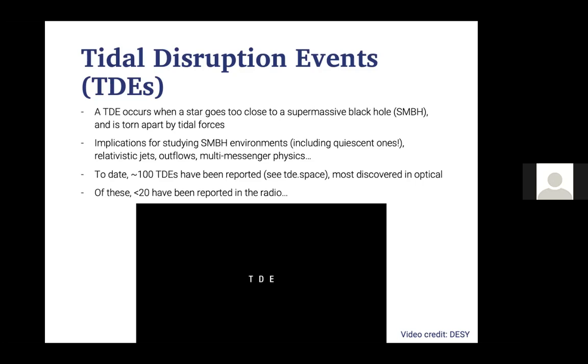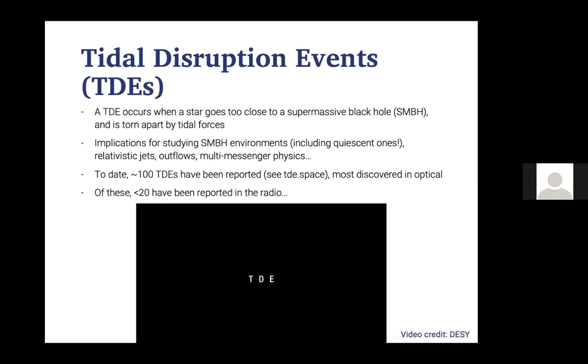But you do have huge implications if you can find a TDE for things like supermassive black hole environments. You can study quiescent supermassive black holes. AGN are a category that we can study very well, but those are active. So what's going on around these quiescent black holes, which are the majority of supermassive black holes in the universe? You can study things like relativistic jets, which I'm going to get more into later, outflows, and even maybe some multi-messenger physics. For things like neutrinos, are there any associations for the neutrinos that we see in the sky?